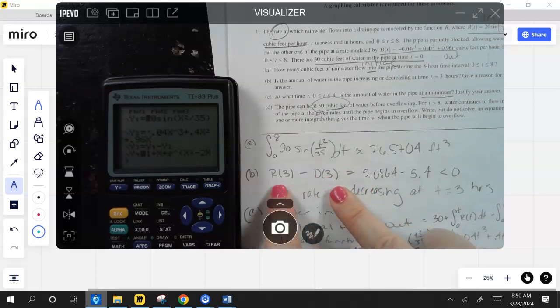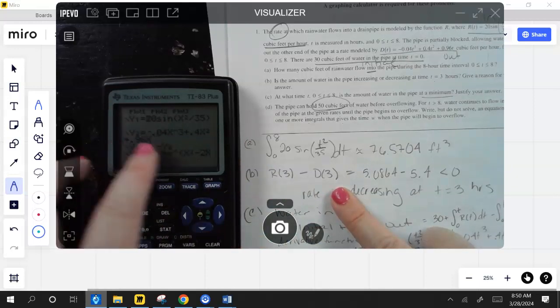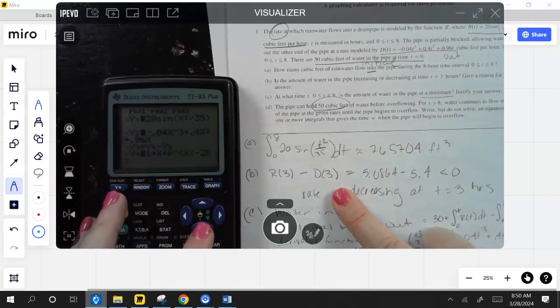So this was just, again, I've got it in my calculator. I just went to my table. I had these, I've got them turned off right now because I want to delete everything in here for you.